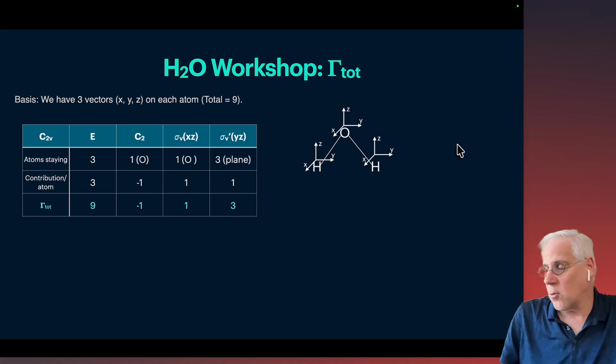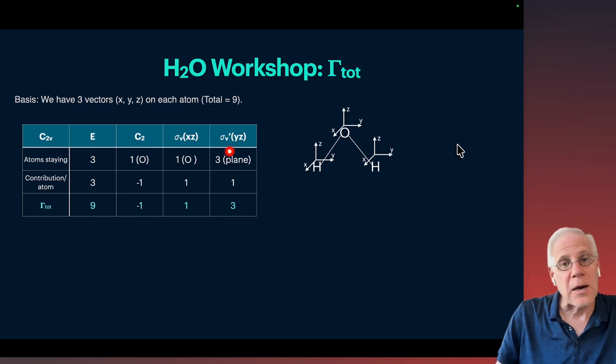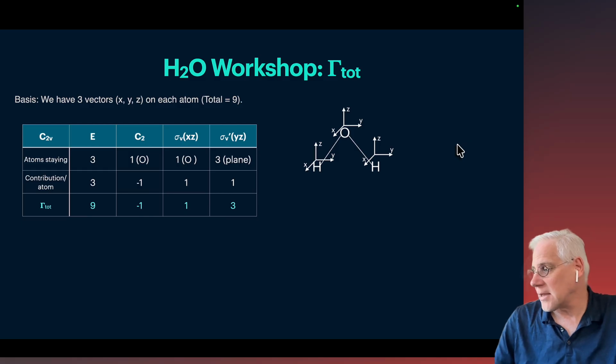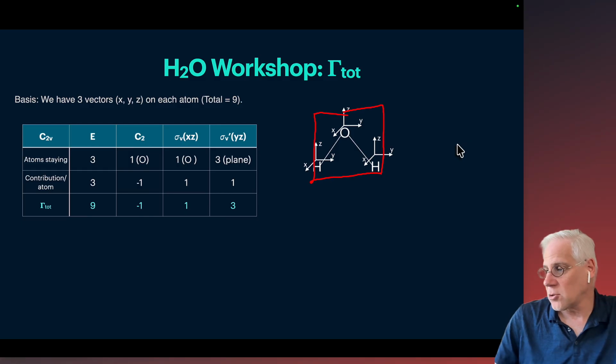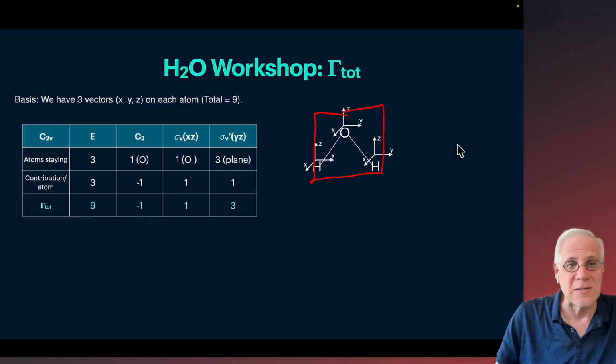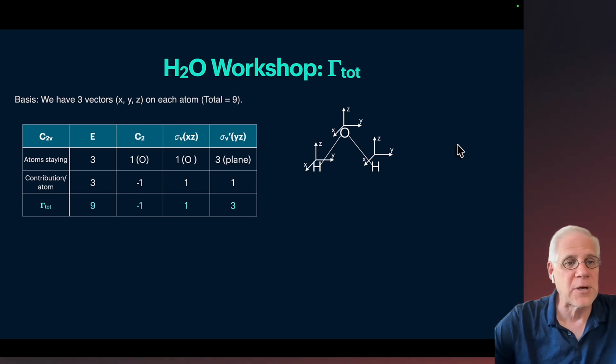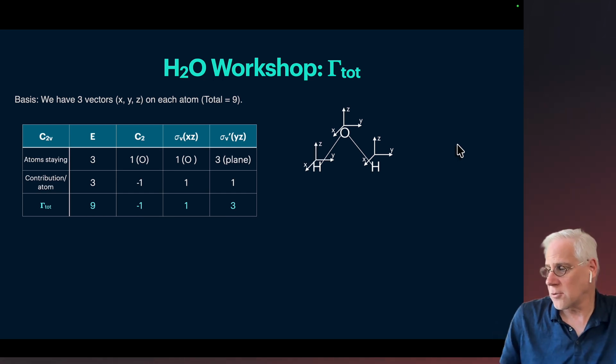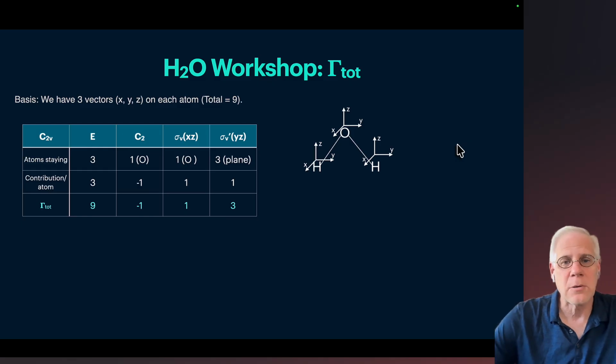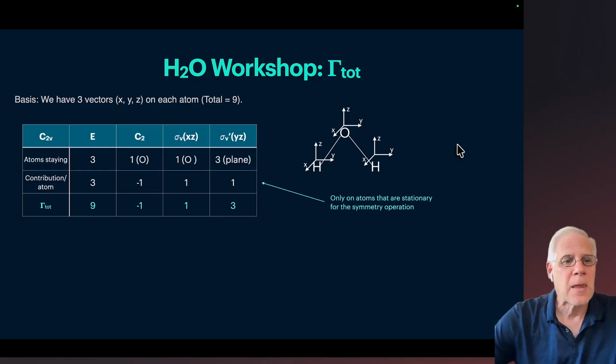Now, if we look at the YZ plane, we have another mirror plane, sigma V prime. Our YZ plane is the plane of your screen, and so your molecule is also in the plane of the screen. The front half of one hydrogen just reflects to the back half of the same hydrogen, and the same with the oxygen. All of those atoms remain in place, and so that also has a character of 3.